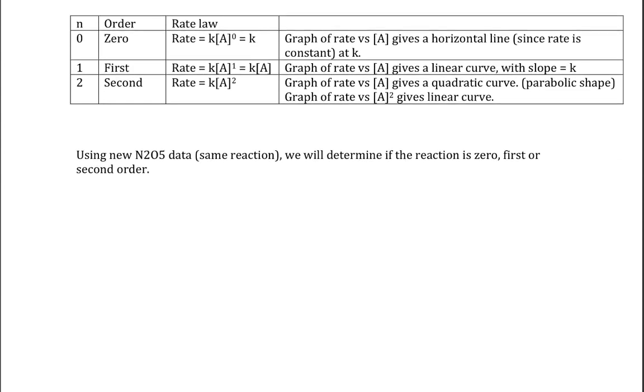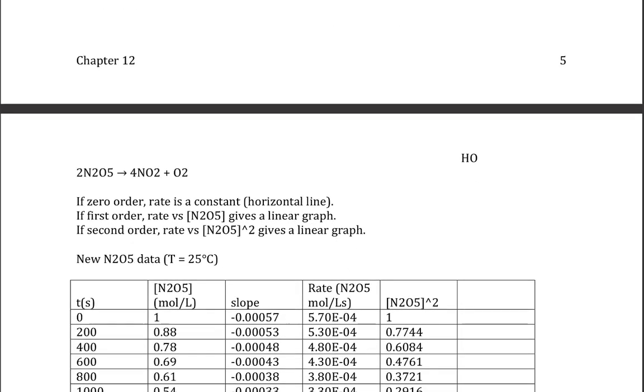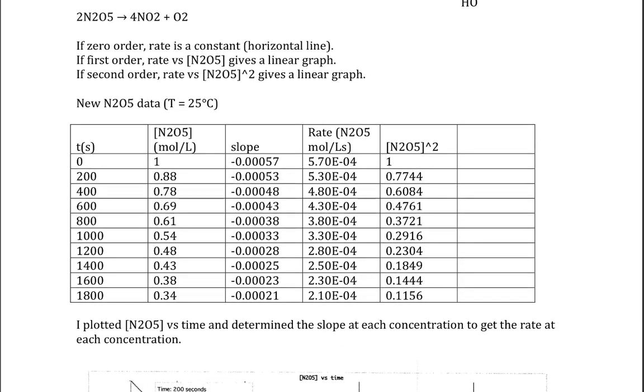Using new N2O5 data, same reaction but new data, we will determine if the reaction is 0, first, or second order. So here's our reaction, 2 N2O5 yielding 4 NO2 plus O2. And we want to know, is it first order, second order, or 0 order?